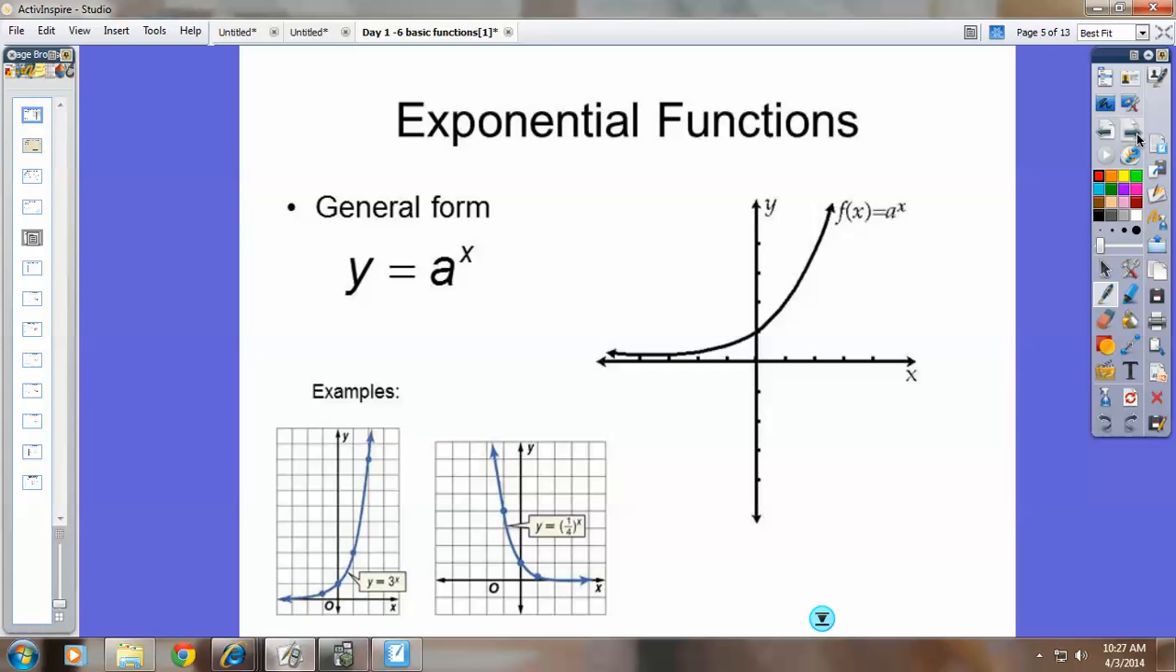The reason I even brought his name up is because exponential functions either make a J, like this one does, or maybe it makes an L, like this one does.